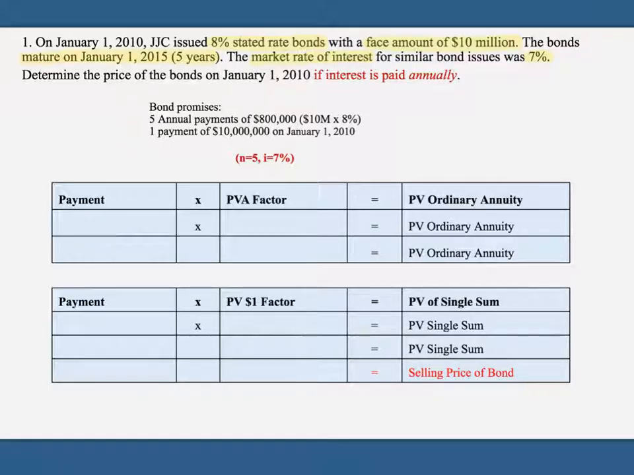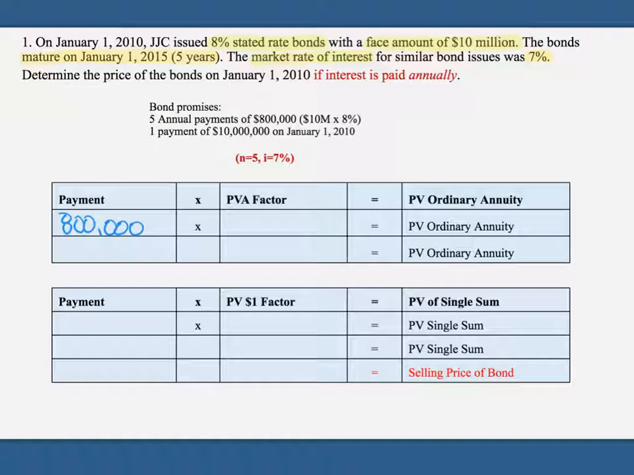So we know here the payment is going to be $800,000. So we can put that in. And next we need to figure out the present value of an ordinary annuity factor for the interest payment. So we know our number of periods here is 5 because it matures in 5 years and interest is being paid annually, so once a year. And then we always use the market interest rate when we're calculating present value. So we know it's 7%.